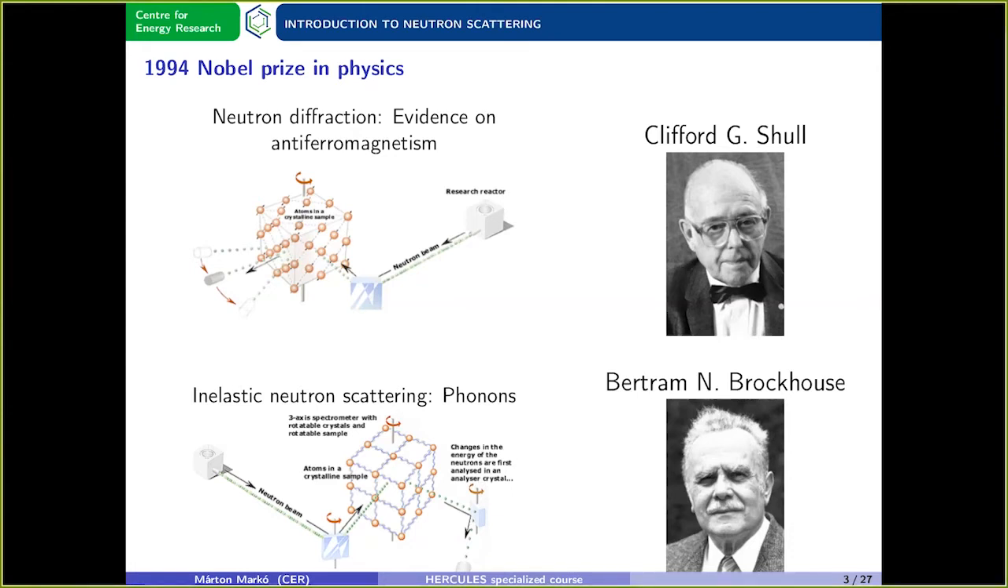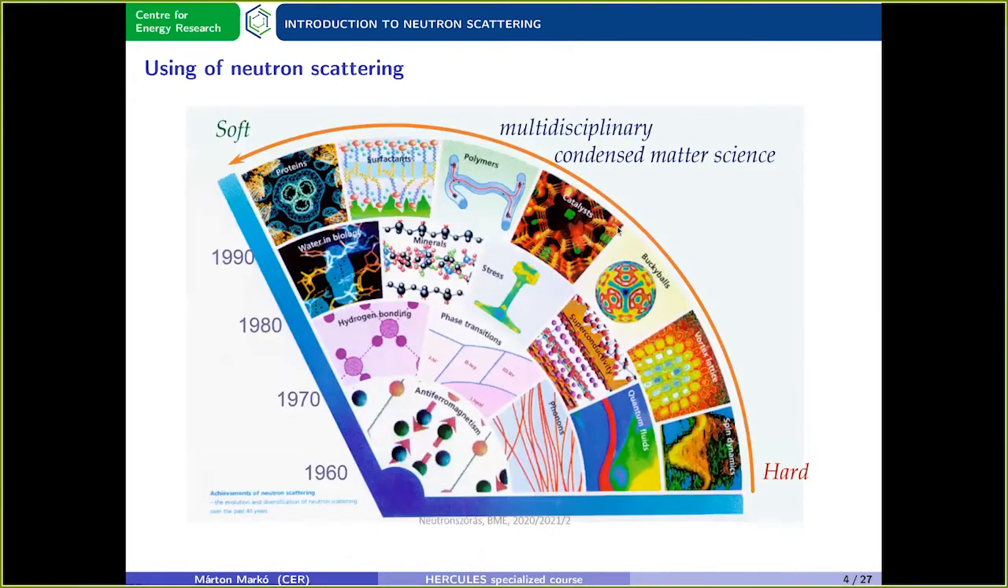And Bertram Brockhouse got the Nobel Prize for building an instrument called the triple axis spectrometer, which was able to visualize the excitations in crystalline materials. We call them phonons. And since then, from the very beginning, the field of neutron scattering has been growing a lot until today. Now, neutron scattering is used practically in all areas of material science.